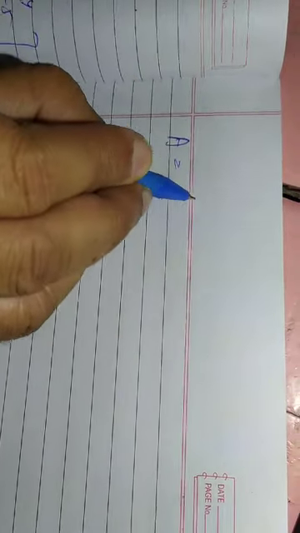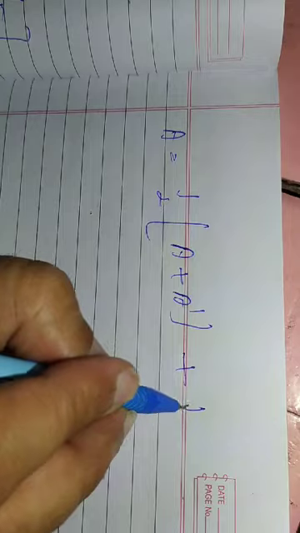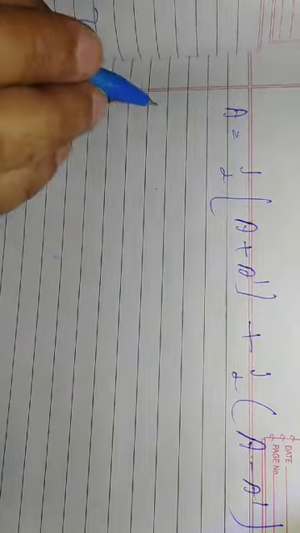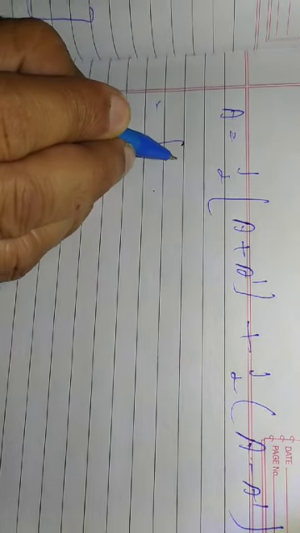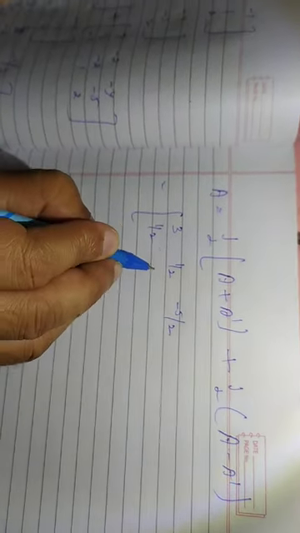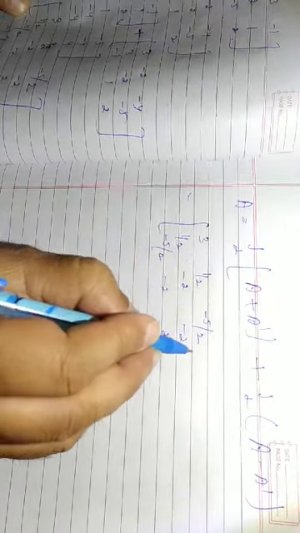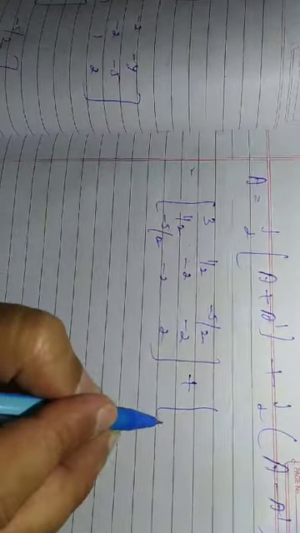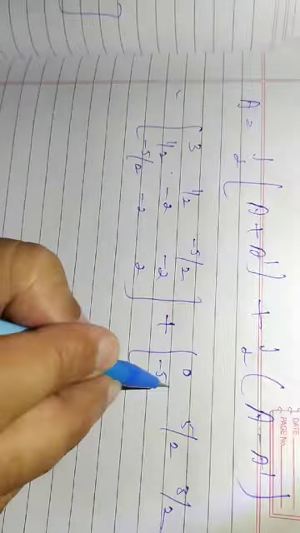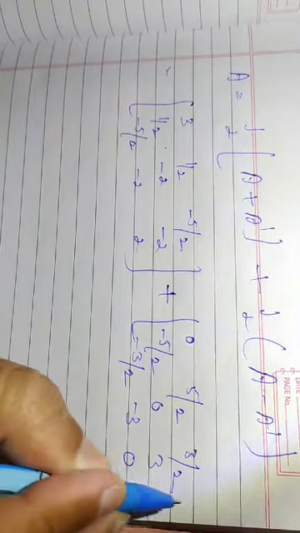A is equal to 1 by 2 of A plus A transpose plus 1 by 2 of A minus A transpose. We put the value of this: the symmetric matrix, plus 0, 5 by 2, 3 by 2, minus 5 by 2, 0, 3, minus 3 by 2, minus 3, 0. That is the answer.